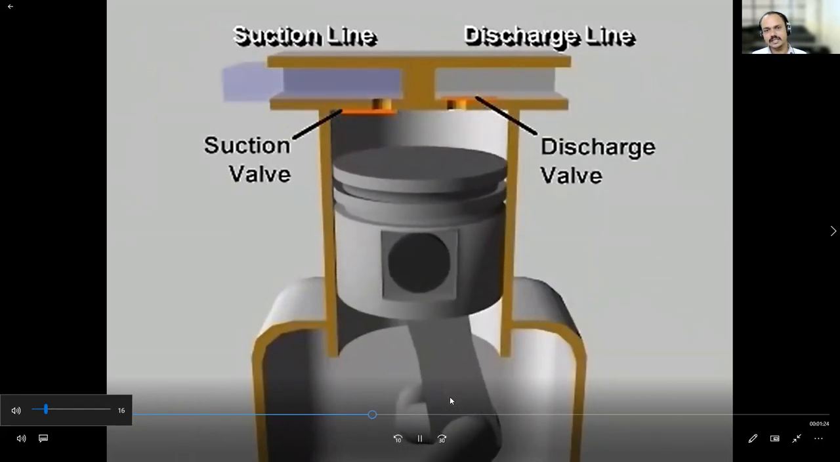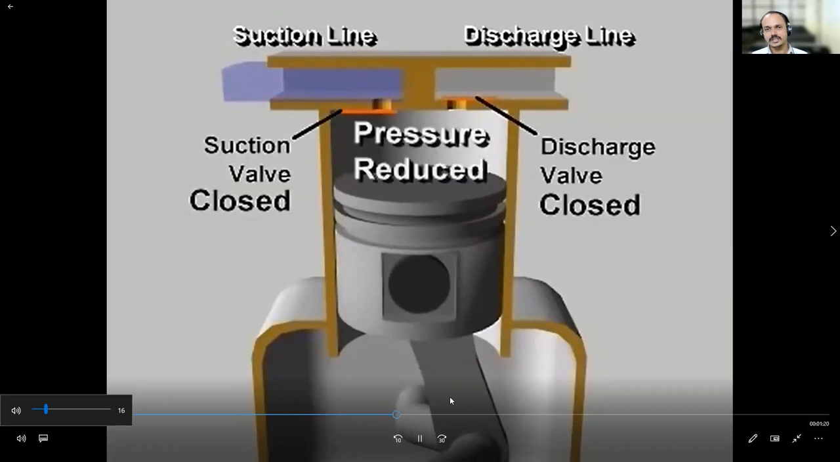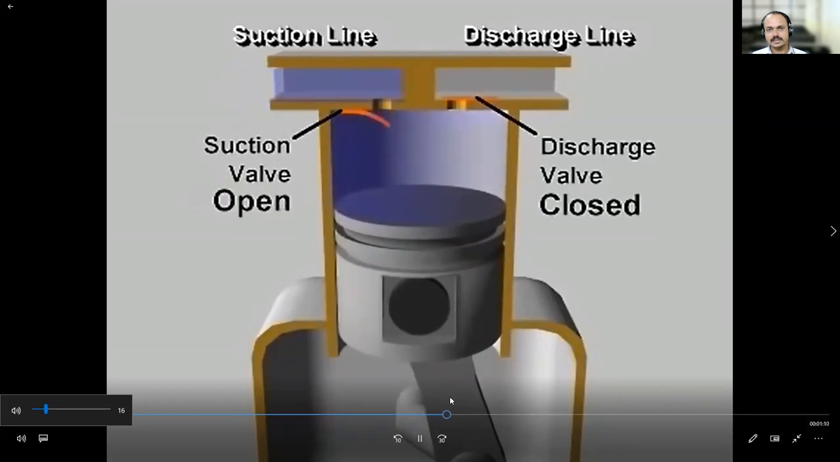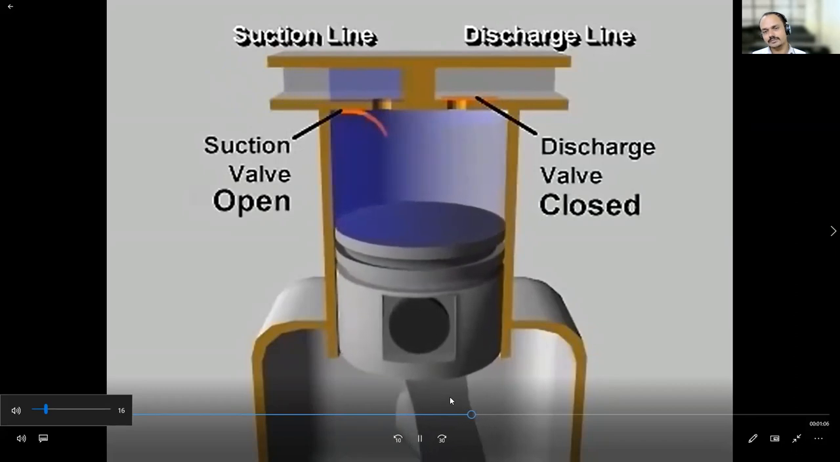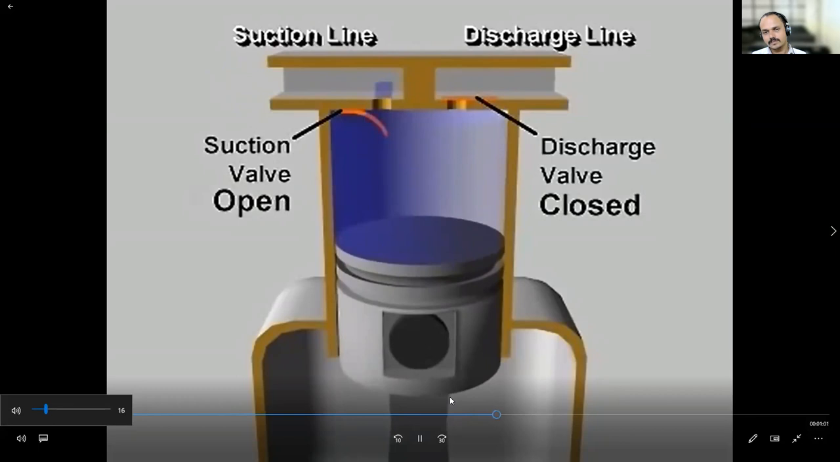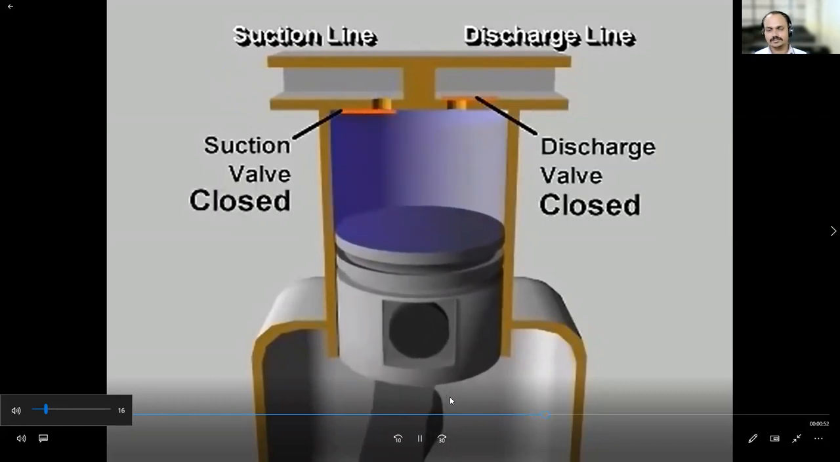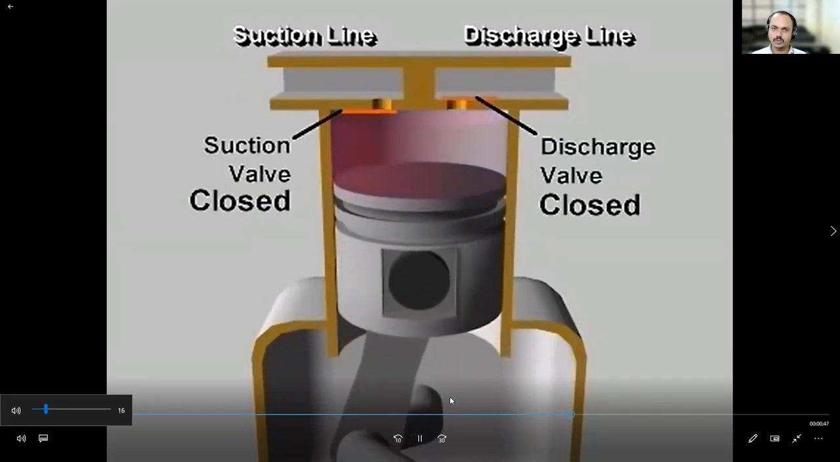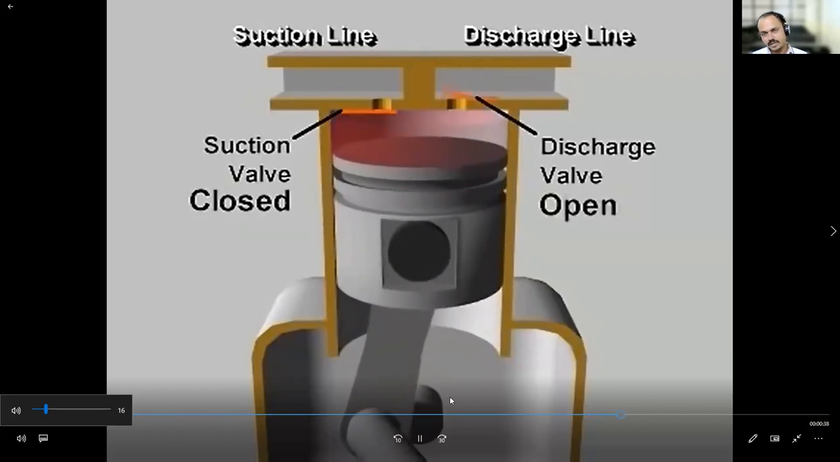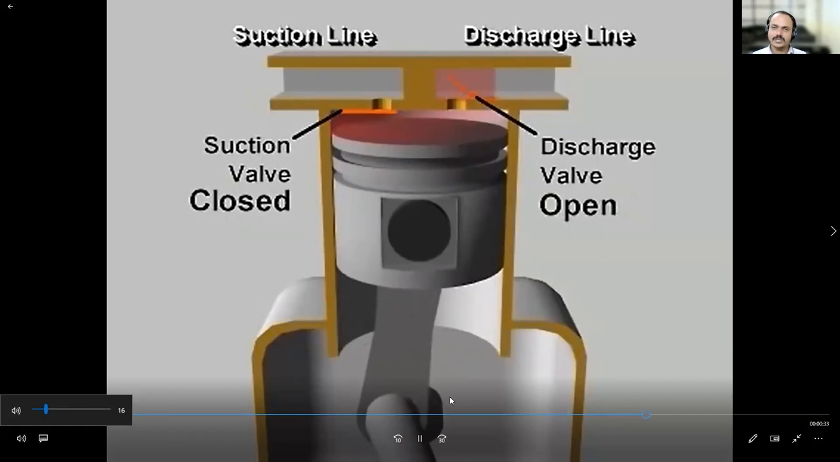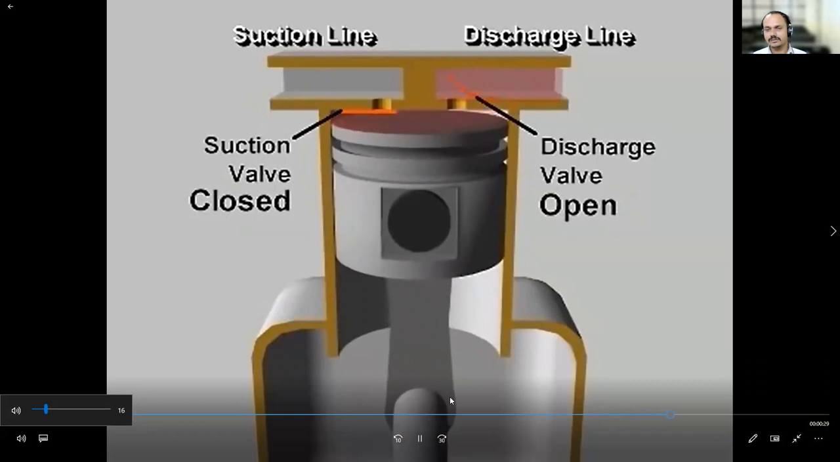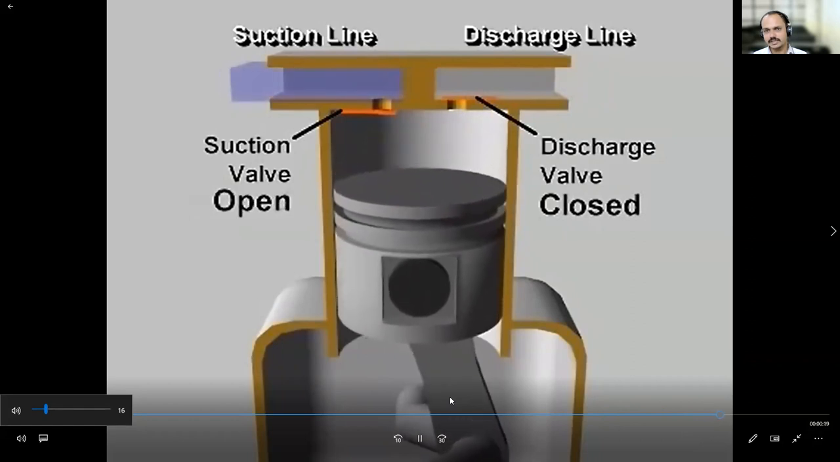When pistons start moving from top dead center towards the bottom dead center, due to negative pressure in the chamber, the air from the atmosphere is sucked into the chamber, or suction takes place. As the piston reaches bottom dead center, the suction valve gets closed. When the piston starts moving in the upward direction towards the top dead center, pressure inside the chamber goes on increasing, so temperature also increases, and due to the increase in pressure, the discharge valve gets open and the pressurized air is delivered. So this process goes on continuing and we get pressurized air.